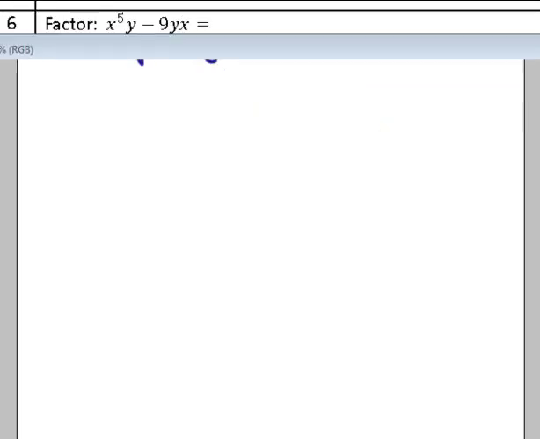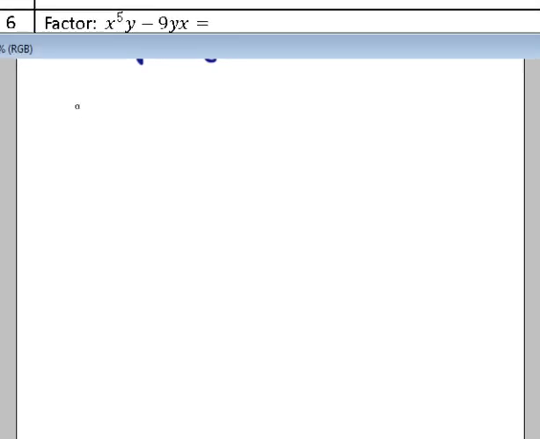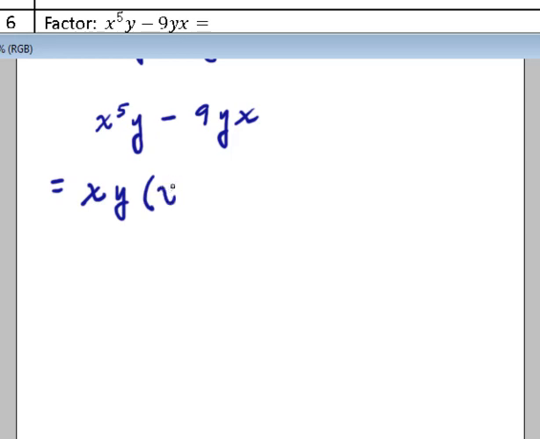Okay, in question 6, we are again factoring. So let's do that. So we're going to first pull out an x, and we can pull out a y. Let me rewrite this. We have x to the 5th y minus 9yx. We can pull out one x and one y. And that leaves us with x to the 4th, we pulled out the y, and then we have minus 9, and we pulled out the yx.